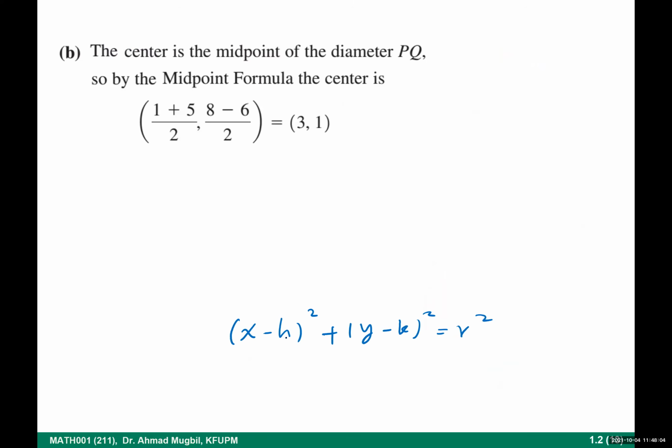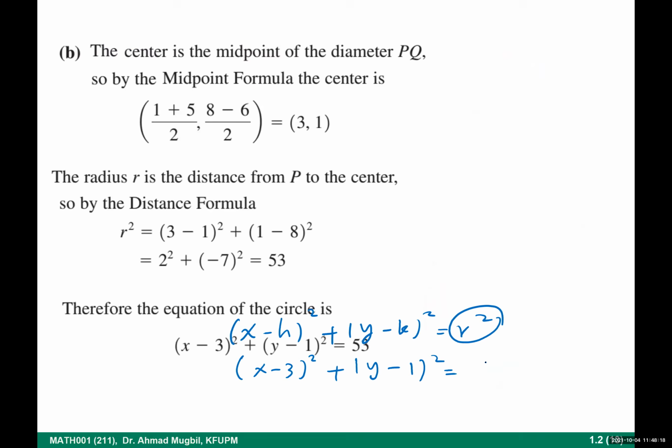I obtained H and K, by the way. Now it is X minus 3 all squared plus Y minus 1 all squared equals R squared. I need to know what R squared is. The distance between the midpoint and one of the endpoints will give you the radius. Exactly. Let me show you the graph.